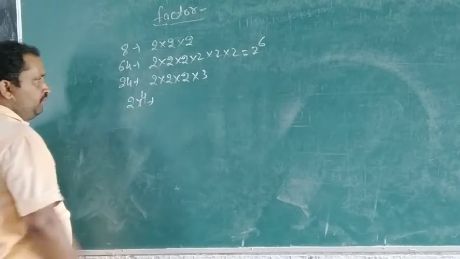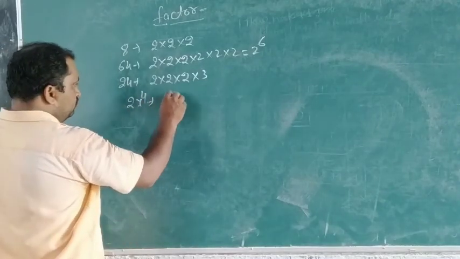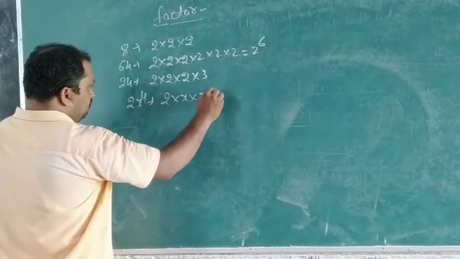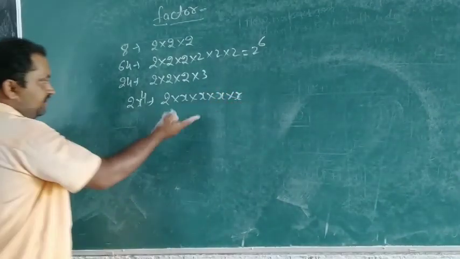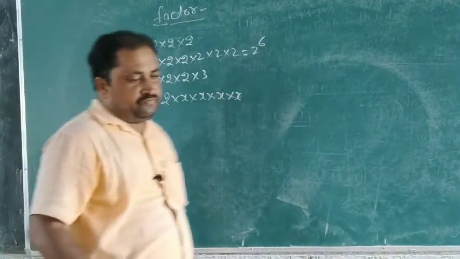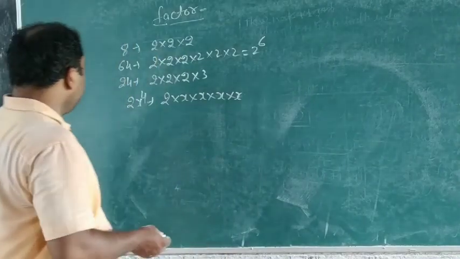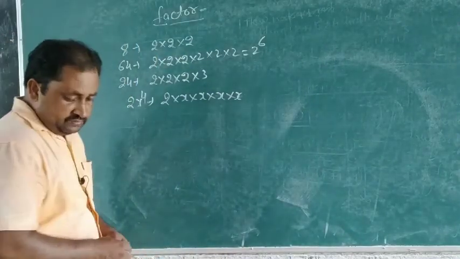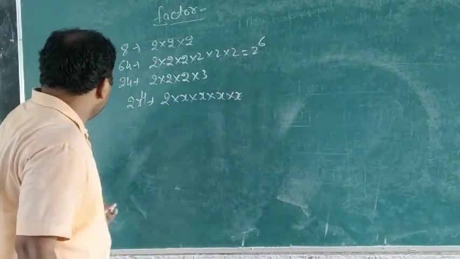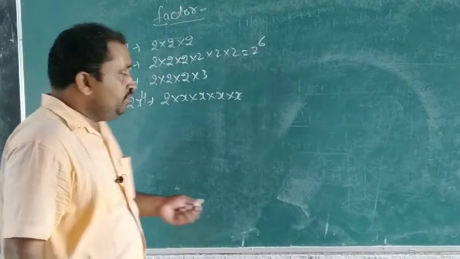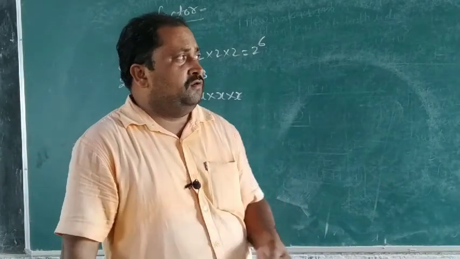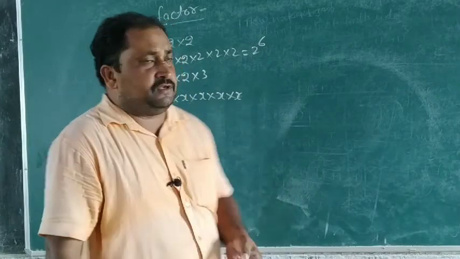2x power 4. What will be factor of this? 2 into x into x into x into x. This is the factor of 2x power 4. Now, some formulas. Now, with the help of some formula, we can factorize any expression.